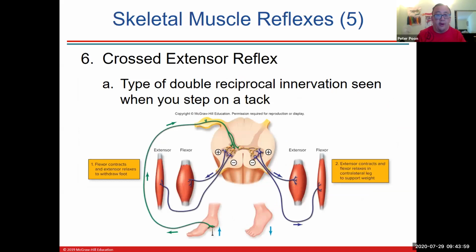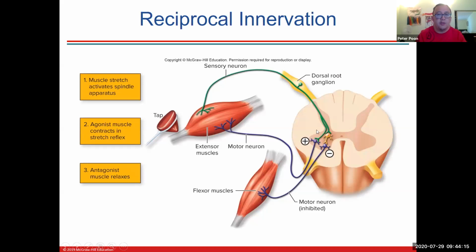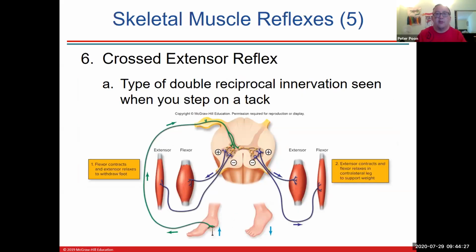Then on the other side, you do the exact opposite. So not only do you have to, when the knee hits the hammer here, this has to contract and your muscles on the other side have to relax, right? The crossed extensor reflex is the other side has to do the exact opposite.